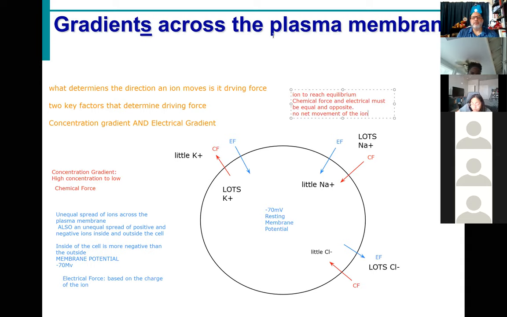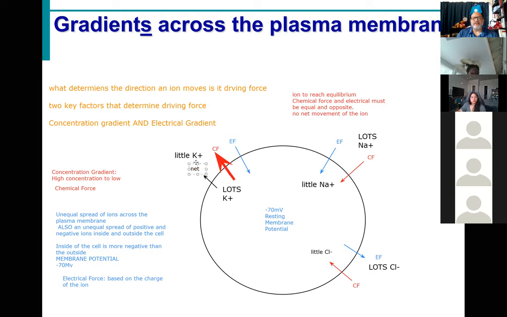Here are the two things to remember. In the case of potassium, there is a chemical force and an electrical force, and these two forces are not equal to each other. As it turns out, the chemical force is way, way bigger than the electrical force coming in. So if I open up a potassium channel, which way is potassium going to move? Outside. Absolutely, the net is going to be out, because the two forces are not equal to each other.